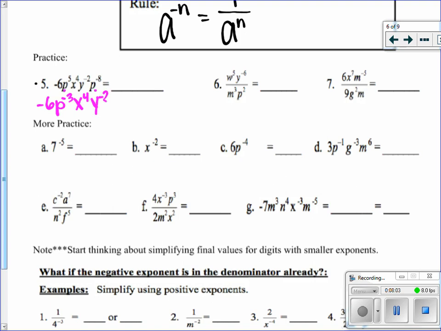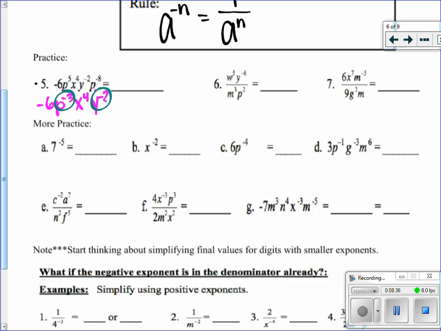So we went ahead and multiplied. That is not going to be good for an answer, though. I never want your answer with negative exponents. So which are the parts that have negative exponents? Y and P. Those are the two parts that still have to change. Negative 6 is good. That coefficient can be negative, it can be positive. Coefficients do whatever they want. You don't have to mess with those. It's just those negative exponents.